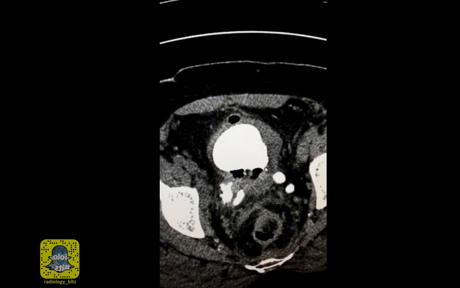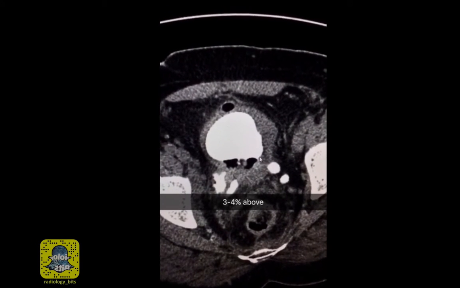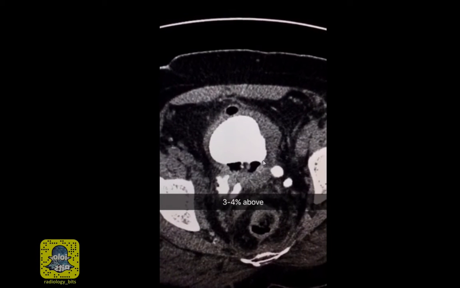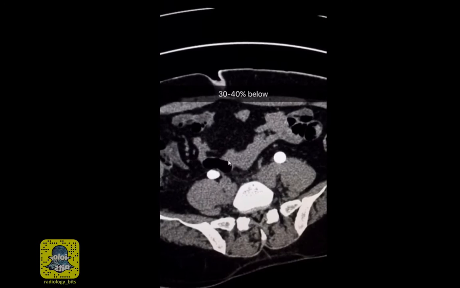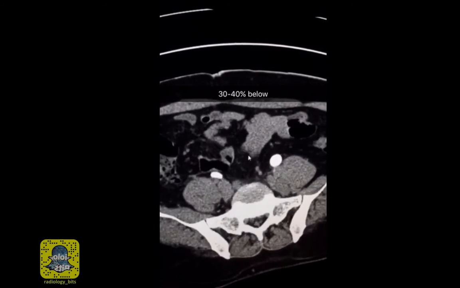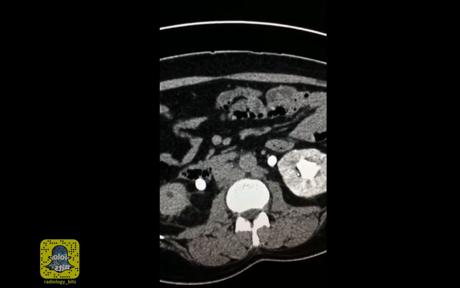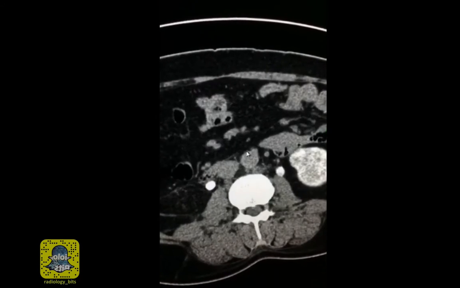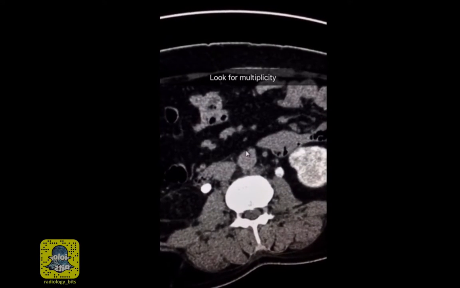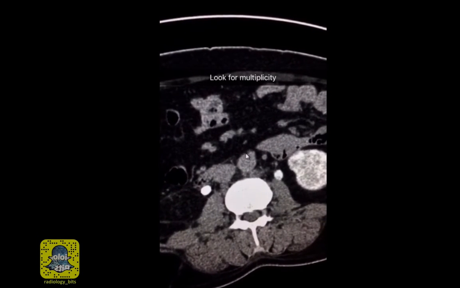The numbers differ from one paper to another, but there's about a 3 to 4% chance of having TCC above if you have a tumor in the urinary bladder, and about a 30 to 40% chance of having TCC below if you have it higher up in the collecting system. The theory is that TCC above could shed tumoral cells which could extend all the way down and involve the lower collecting system. No matter what theory or numbers you use, the teaching point is seeing TCC in one area prompts looking for it in other areas as well.